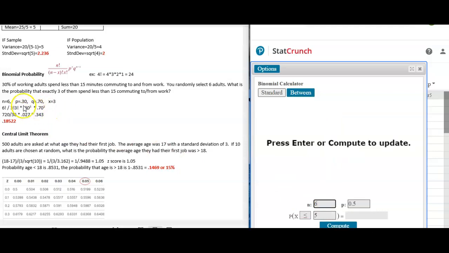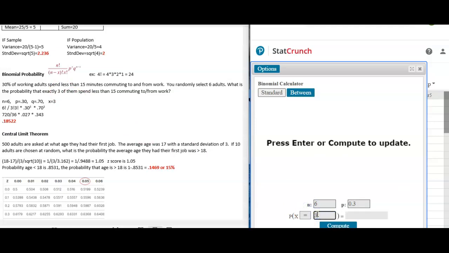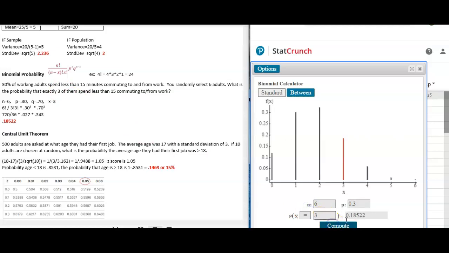We've already defined what our values are. We have p, which is 0.3, and we are looking for a probability that exactly 3. So we're not looking for less than, we are looking for that it is exactly 3. We'll type that in, select compute, and you can see we have 0.18522, which is what we got doing it manually. So much easier, much quicker using StatCrunch for this.